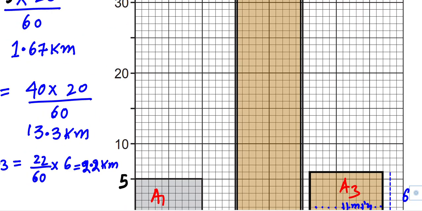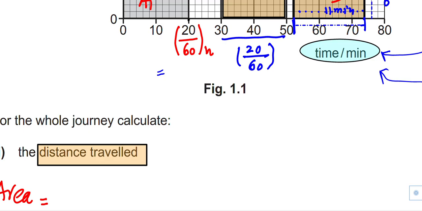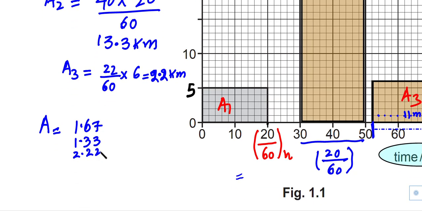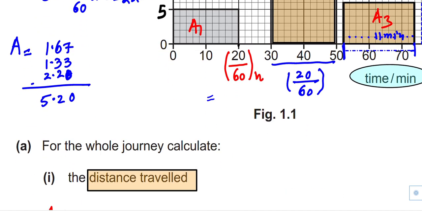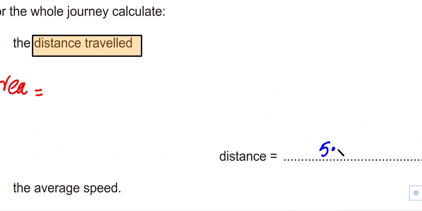So the total distance you have taken is basically the sum of all these, and when you add them together, A is equal to 1.67, 1.33, and 2.22. Yes, 2.20 by the way. 5.20. Just need calculations. 5.2 kilometers.